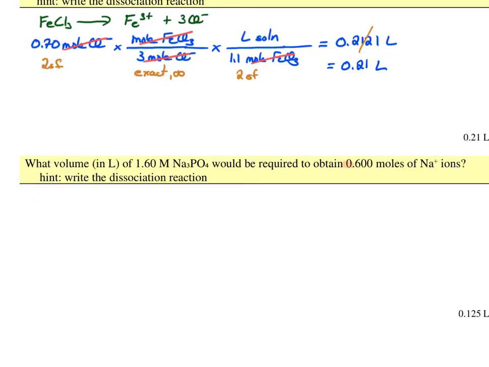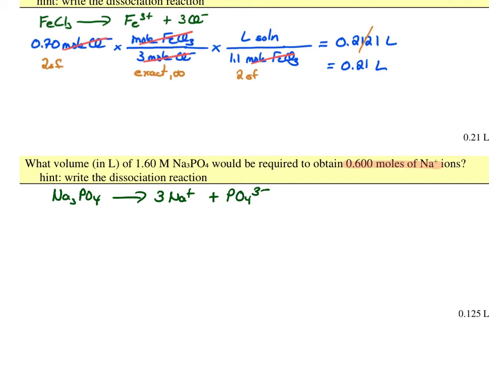In this problem, we want to obtain 0.6 moles of sodium plus ions from this solution. So we're going to have to write our dissociation reaction since our source of sodium ions is our sodium phosphate. So we have sodium phosphate dissolving in water. That's going to give us 3 sodium plus ions and 1 phosphate ion.